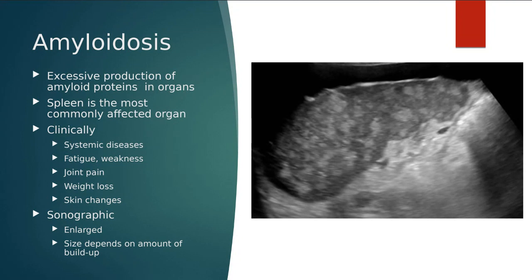So initially, with a lot of production and storage of this protein in the spleen, we're going to see a very enlarged spleen itself. But over a period of time, that spleen is not going to be able to function properly. So we're going to see it start to become shriveled and a little bit more nodular. So all of these hyperechoic little regions are all the areas of that protein buildup. It's very heterogeneous because of that.